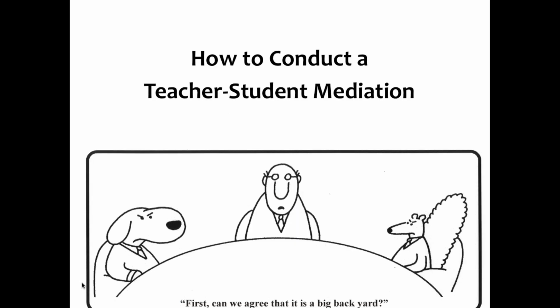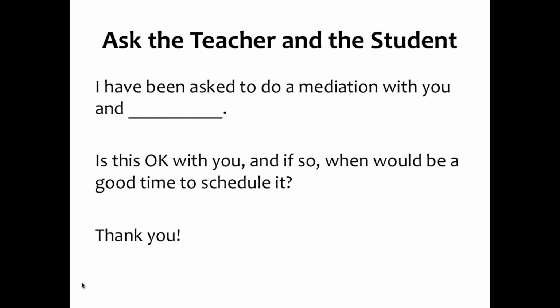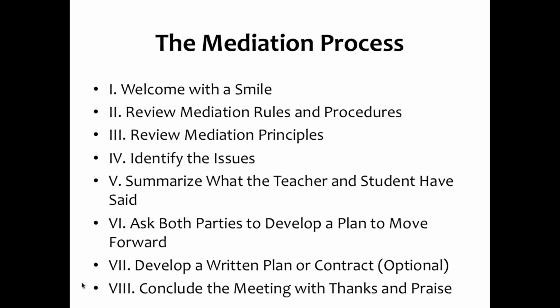So this is how you do it. First step, make sure it's voluntary. In a school, you want to be sure to ask the teacher and the student. And by the way, in the book, all of these things I'm talking about are much more fleshed out, and there are lots of examples and details and forms and handouts and so forth. So let's go over what the mediation process is. I'm going to go through each of these, and I know it's a long list, but we'll go through it quickly.